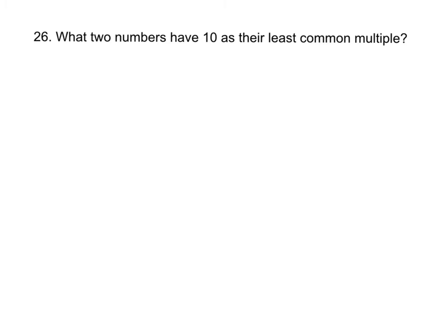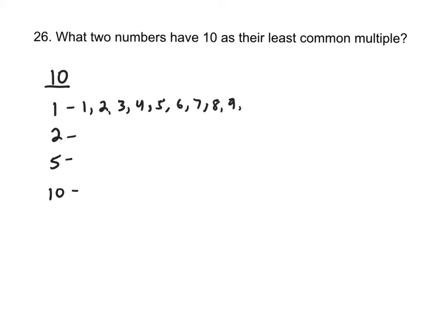All right, number 26. What two numbers have 10 as their least common multiple? So this problem, you might want to attack it. Here's one way to attack it. So if you have the number 10, what are the factors of 10? 1, 2, 5, and 10. So let's find the multiples of these numbers that go out to 10. So 1 times 1 is 1, 2, 3, 4, 5, 6, 7, 8, 9, 10. Those are the first 10 multiples of 1.